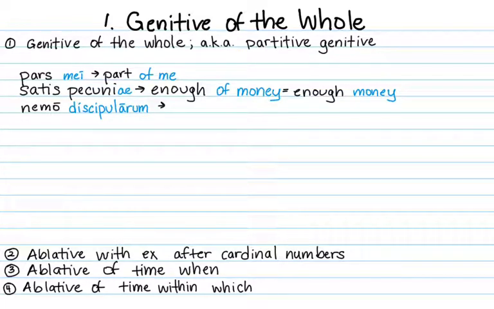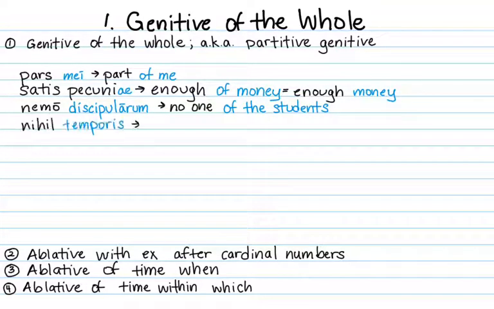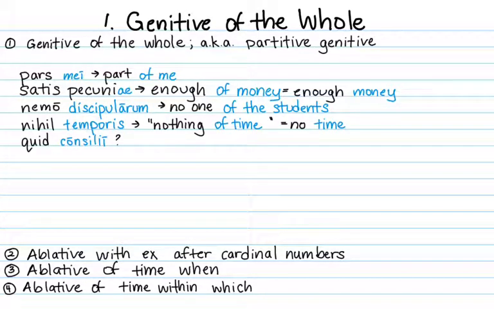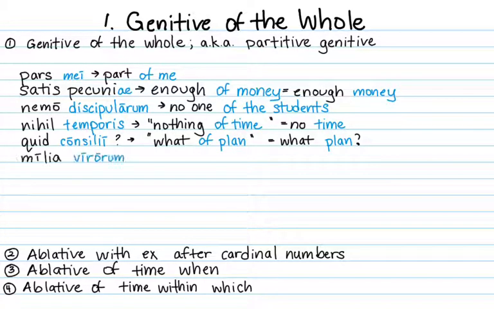Nemo discipularum, no one of the students. Nihil temporis, again, this is not how we do it in English. In Latin, literally nothing of time. In English, we say no time, but in Latin, nothing takes the partitive genitive. Quid can also take the partitive genitive, as in quid consilii, what of plan. In English we would just say what plan, but in Latin you must use the partitive genitive.